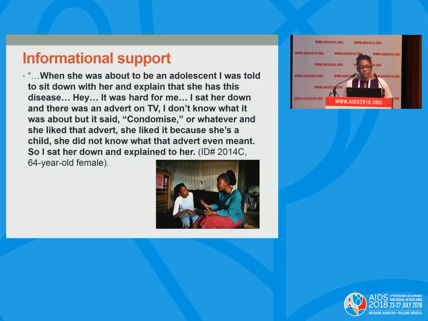Informational support. So this is another quote from a caregiver who talked about the challenges of being the primary source of information about HIV, but specifically as it related to disclosing her daughter's HIV status to her daughter. She says, when she was about to be an adolescent, I was told to sit down with her and explain that she has this disease. Hey, it's hard for me.